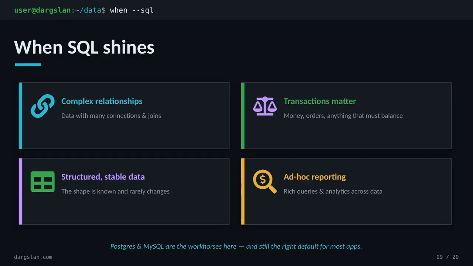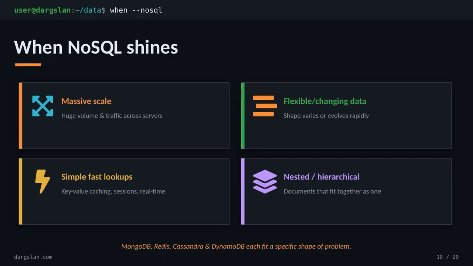apps. Now flip the coin. Where does NoSQL earn its place? It thrives at massive scale when you're spreading huge traffic across many servers. It's the natural fit when your data shape keeps evolving, or when you just need blisteringly fast key value lookups for caching, sessions, or real-time features. And when your data is naturally nested, a document that travels as one whole thing. That's where MongoDB, Redis, Cassandra, and DynamoDB each carve out their niche.